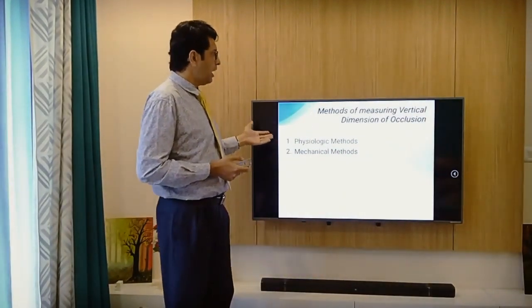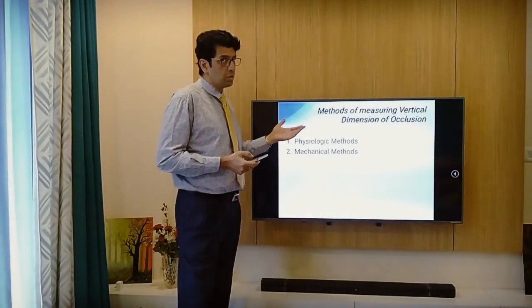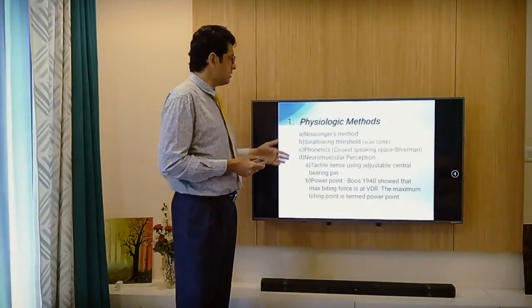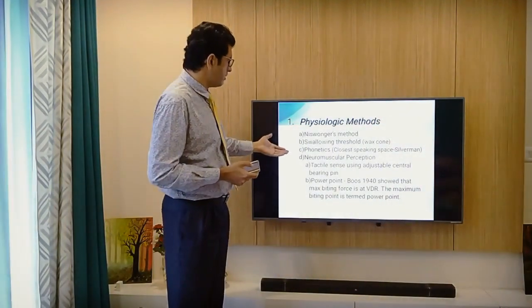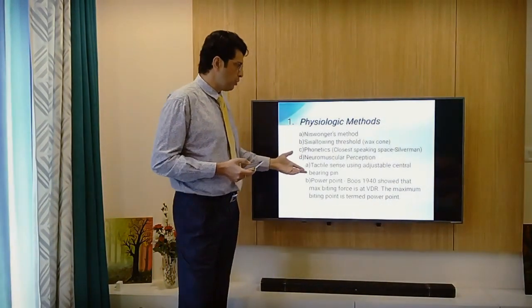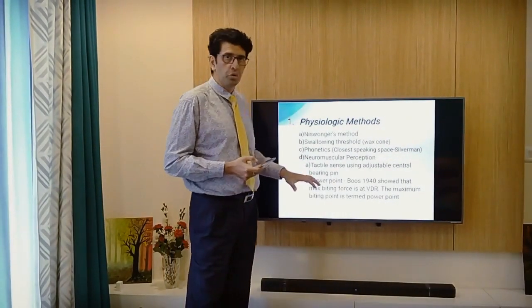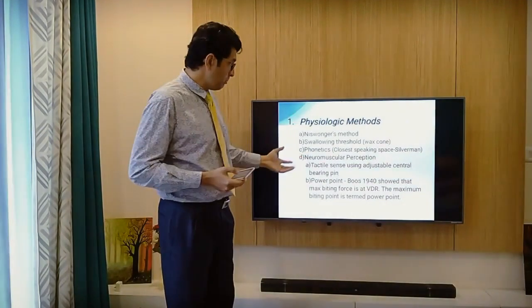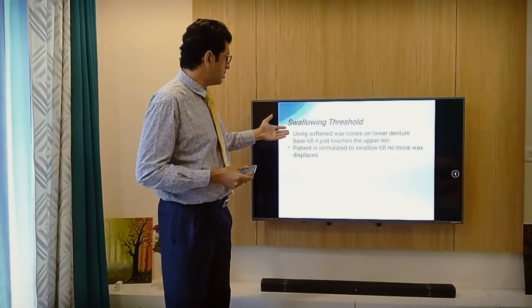Okay, so are there other methods of measuring vertical dimension? Yes, the physiologic method, Niswonger's is one of them, and mechanical methods. So Niswonger's method is one of the physiological methods, and you have the swallowing threshold method, you have phonetics, you have neuromuscular perception, in which you use a central bearing point, or you can use Boos' power point, right? So there are these ways, and I told you Niswonger's is there.